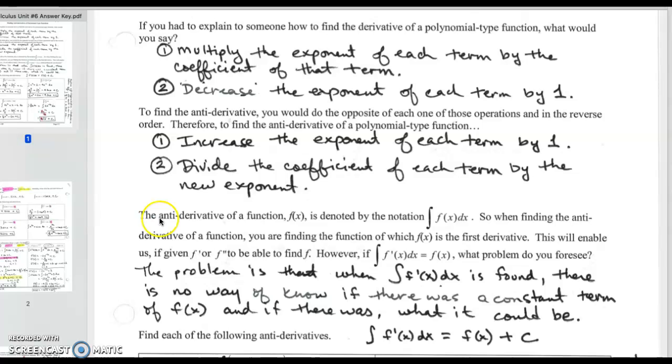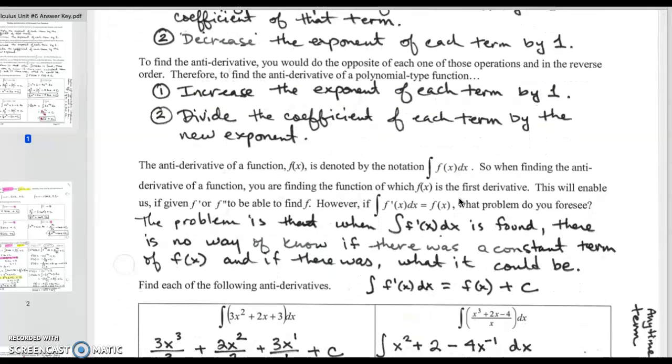So as I flip back, in words, I talk about it this way, where you increase the exponent by 1 and divide the coefficient of each term by that new exponent. So go ahead and pause the video, reread through some of this. And what we're getting at is this antiderivative will undo derivatives. The issue, though, is that you might have multiple problems whose derivative is the same. What am I talking about?